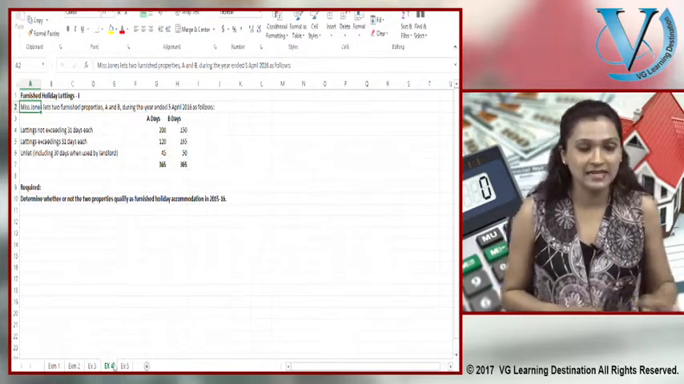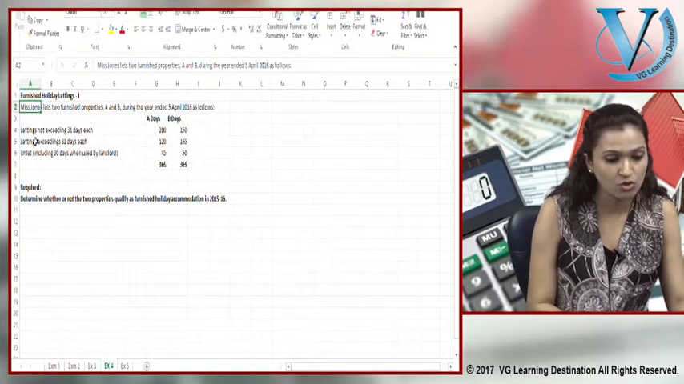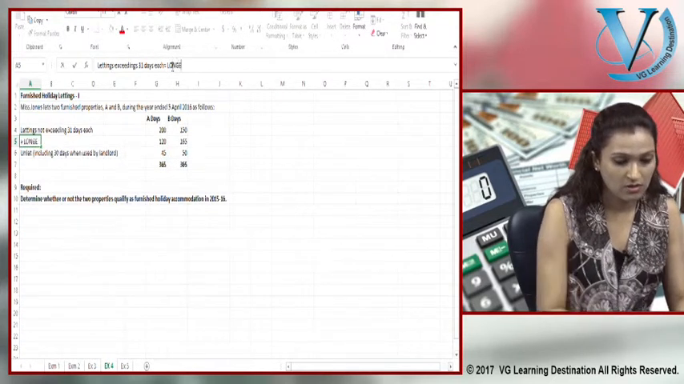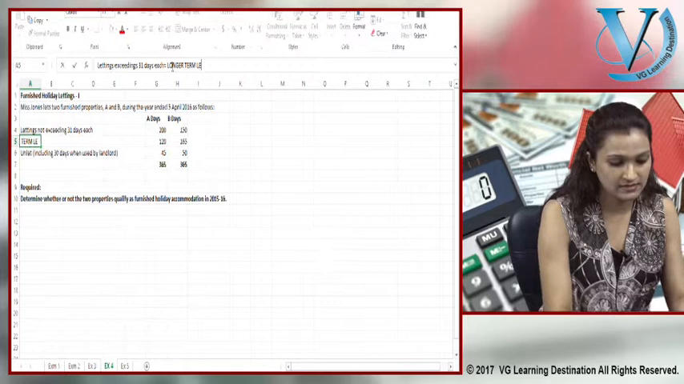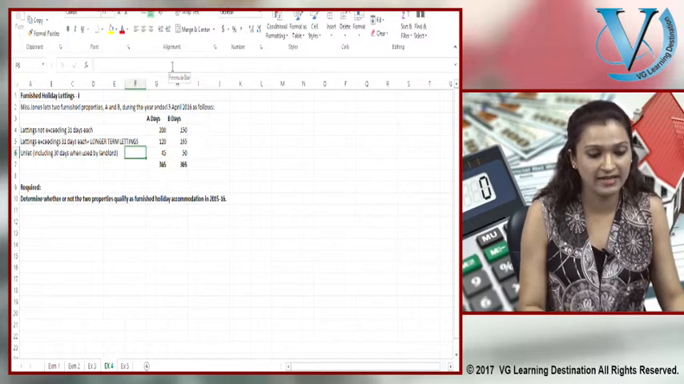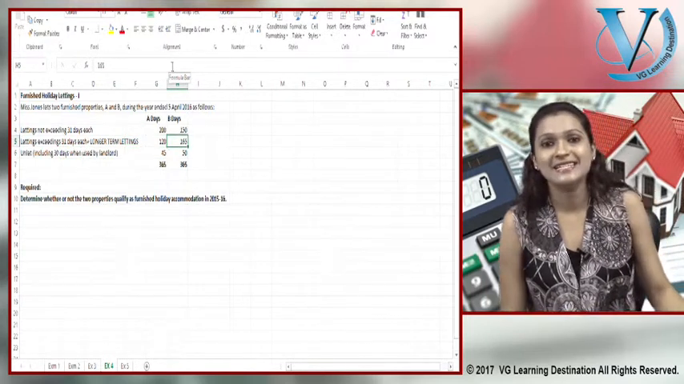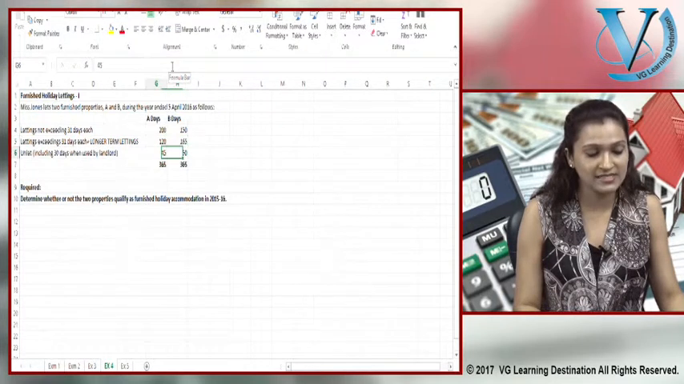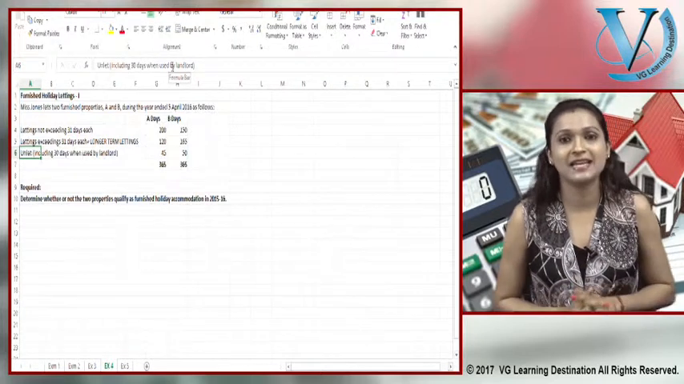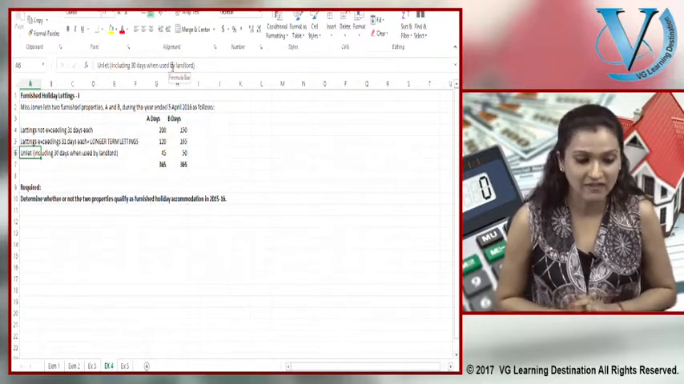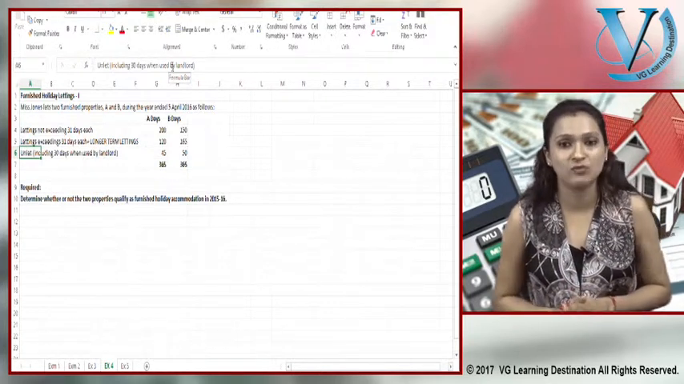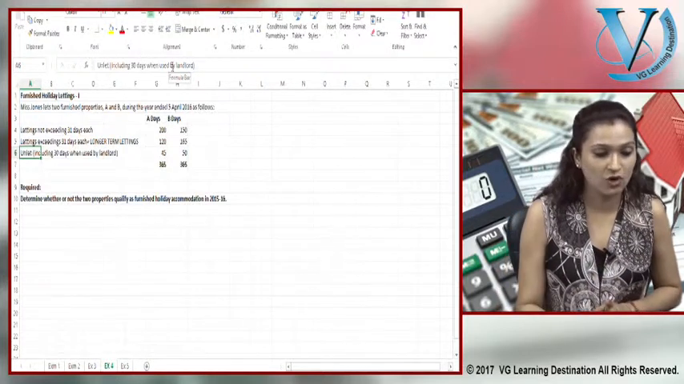Similarly, lettings exceeding 31 days each, which is now your longer term lettings, is for property A 120 days, property B is 165 days. Also, property A was unlet for 45 days, out of which 30 days the landlord had occupied the property himself, and property B was unlet for 50 days, out of which again 30 days the property was occupied by the landlord himself.